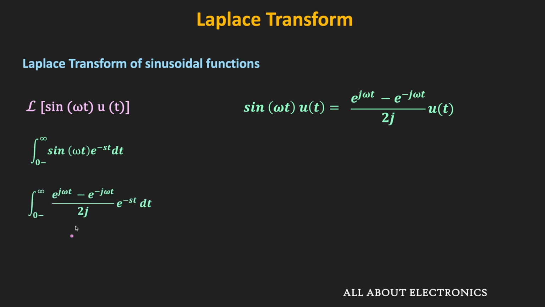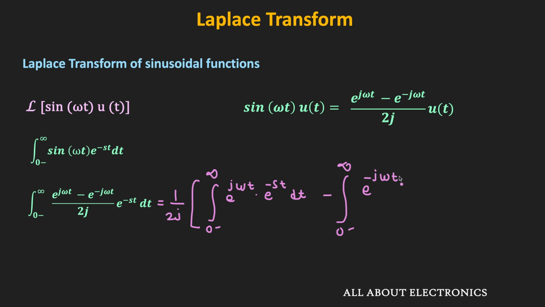That is equal to e to the power j omega t minus e to the power minus j omega t divided by 2j. So further we can write it as 1 divided by 2j integration 0 minus to infinity e to the power j omega t times e to the power minus st dt minus integration 0 minus to infinity e to the power minus j omega t times e to the power minus st dt. So this is nothing but the Laplace transform of the function e to the power j omega t, and likewise this is the Laplace transform of the function e to the power minus j omega t.